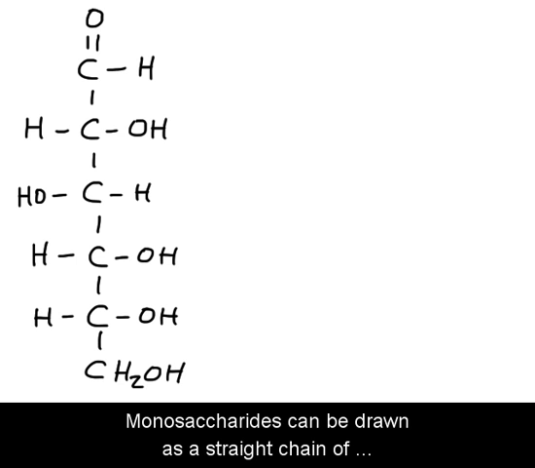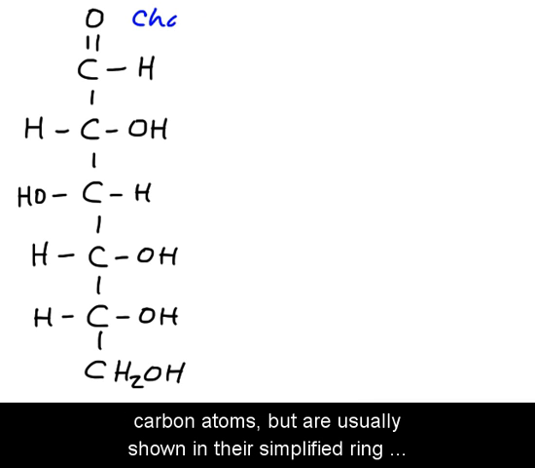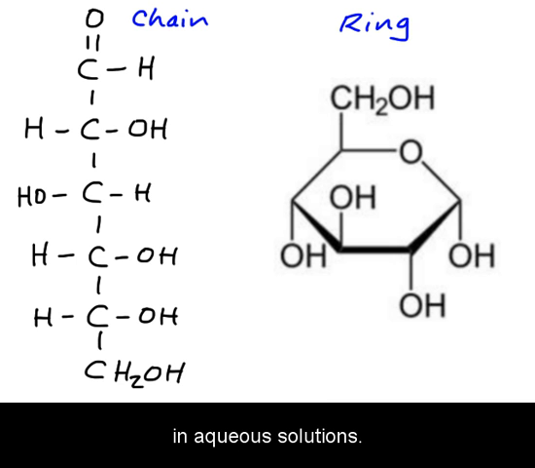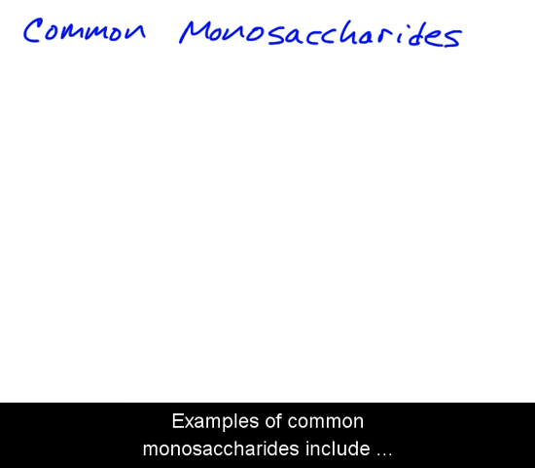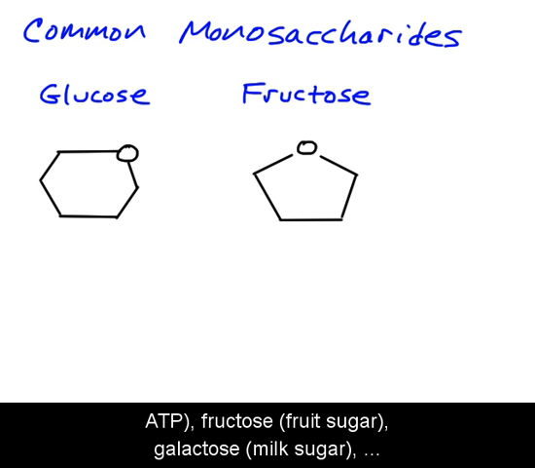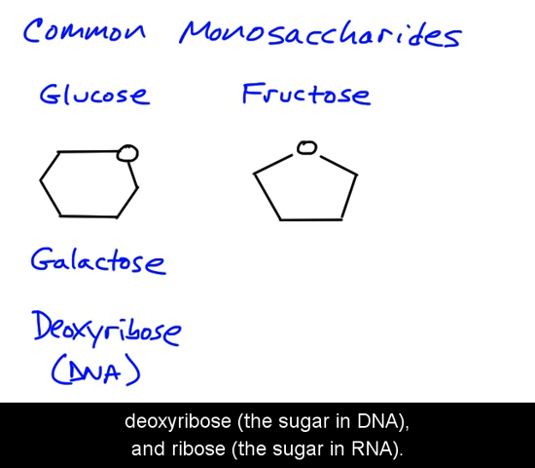Monosaccharides can be drawn as a straight chain of carbon atoms, but are usually shown in their simplified ring structures because they normally form into rings when in aqueous solutions. Examples of common monosaccharides include glucose, blood sugar that is broken down to produce ATP, fructose, fruit sugar, galactose, milk sugar, deoxyribose, the sugar in DNA, and ribose, the sugar in RNA.